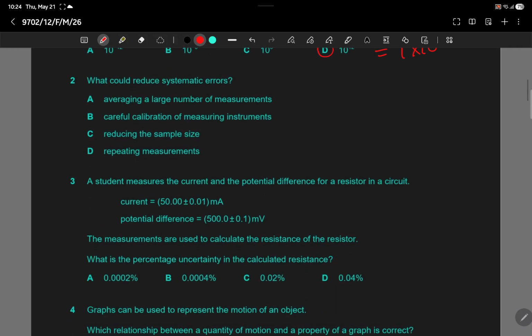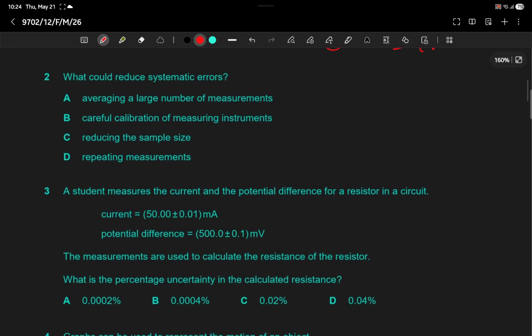Right, now next question. What could reduce systematic errors? Now, systematic errors are because of the flaw of an instrument, right? So it's not like random error. So first option A is averaging a large number of measurements. This is not a random error. This is the instrument's fault, not the user's. So it will not be A.